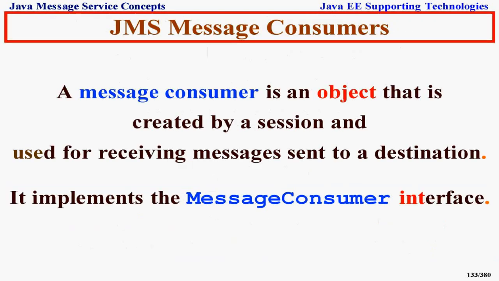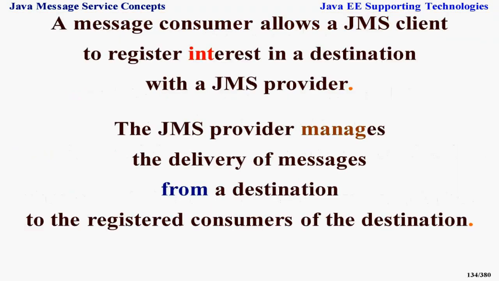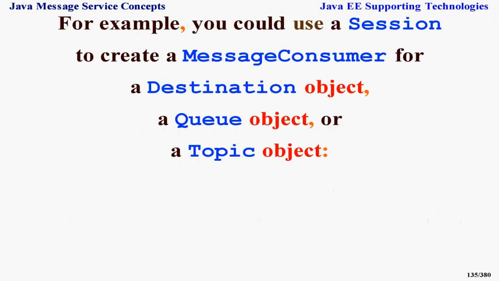JMS Message Consumers. A message consumer is an object that is created by a session and used for receiving messages sent to a destination. It implements the MessageConsumer interface. A message consumer allows the JMS client to register interest in a destination with the JMS provider. The JMS provider manages the delivery of messages from a destination to the registered consumers of the destination.